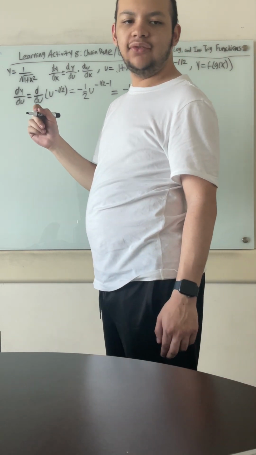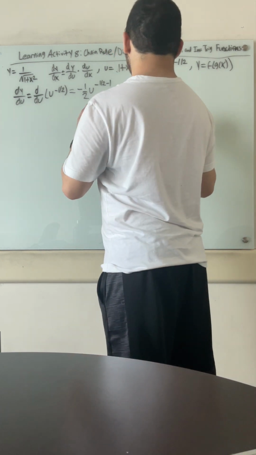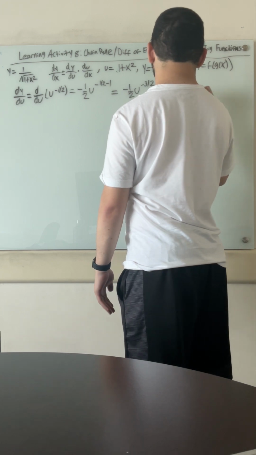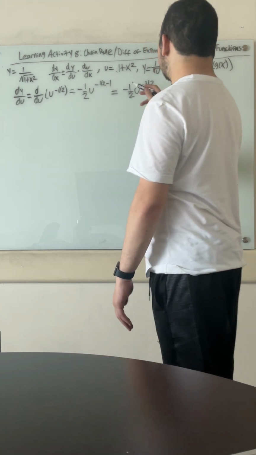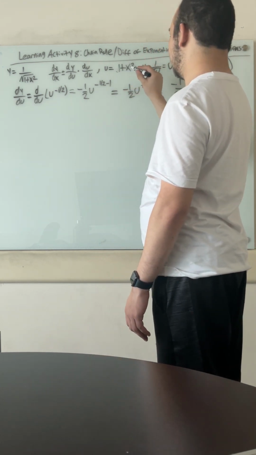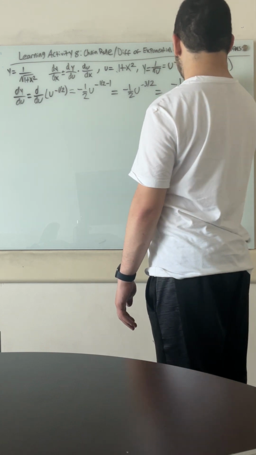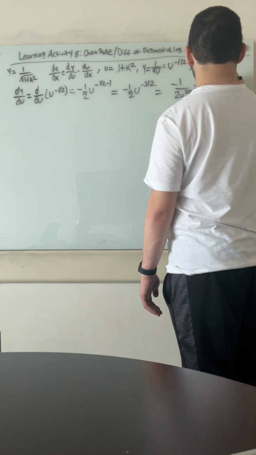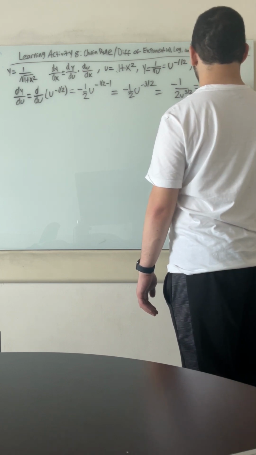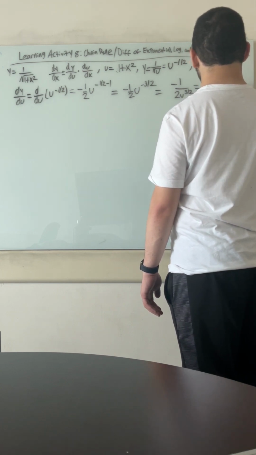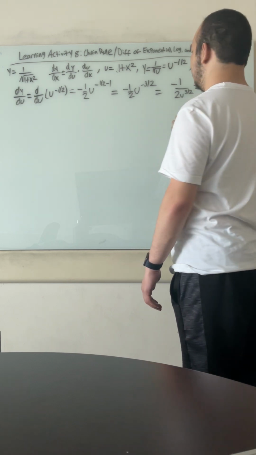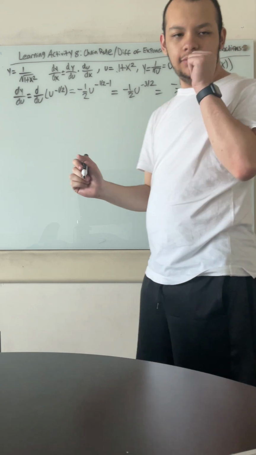Now that we have this, negative 1 over 2u to the 3/2, notice that I said u is equal to 1 plus x squared. So in place of u, we substitute 1 plus x squared. This gives us negative 1 over 2 times 1 plus x squared to the 3/2 power. All right, so now we have dy/du.